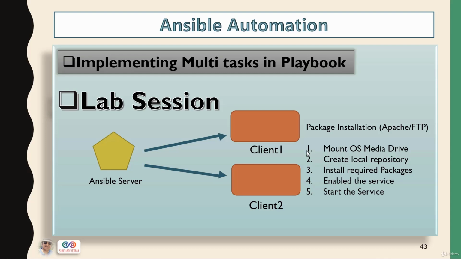Some fault is there. It is not able to mount the media drive. So what will happen next? Your Ansible is not going to perform the further tasks, that is task 2, task 3, task 4, task 5, whatever you have mentioned in the playbook for client 1. And on client 2, if it is able to mount the OS media drive, it is going to move further. So all the steps will be performed on client 2, but on client 1, it is not going to perform all the further steps. So this is how your Ansible works.